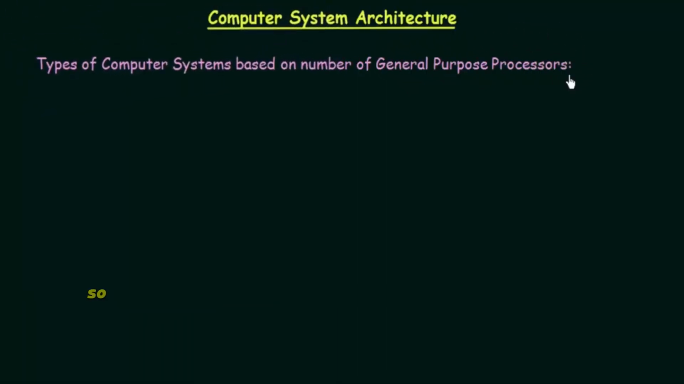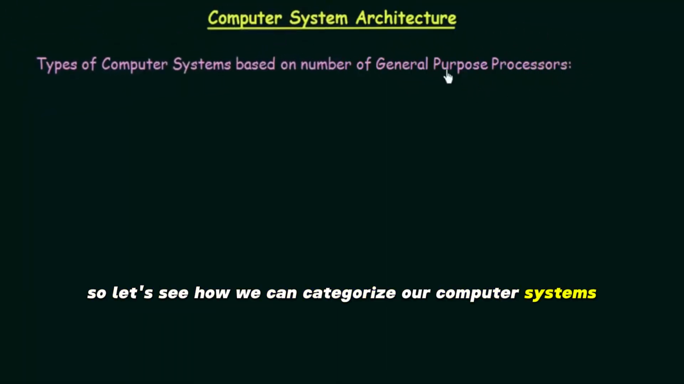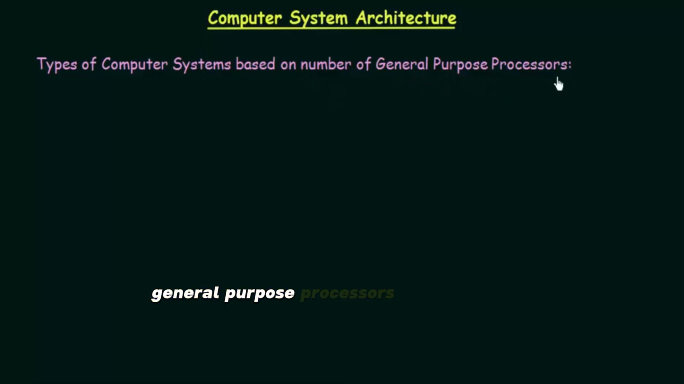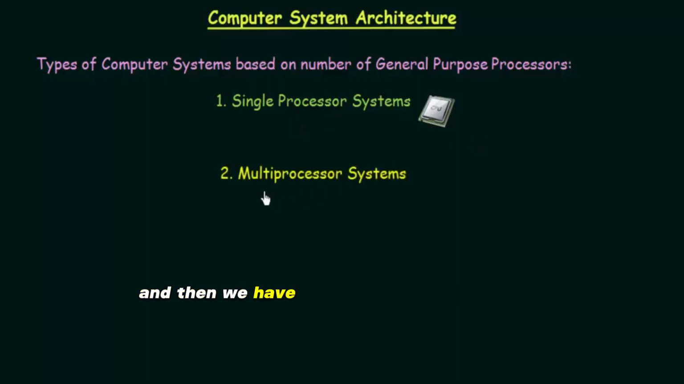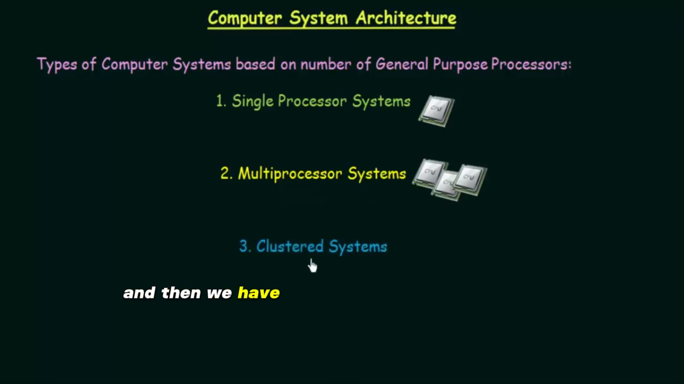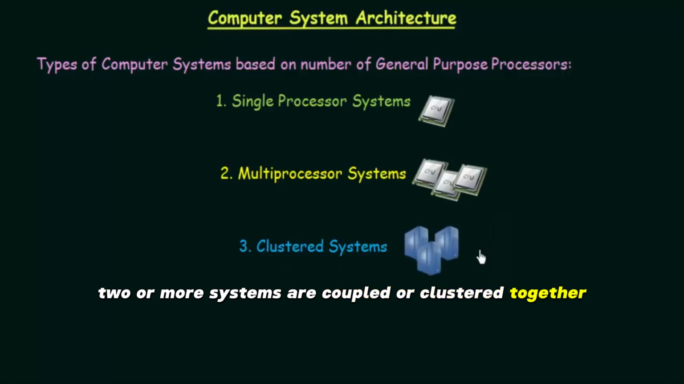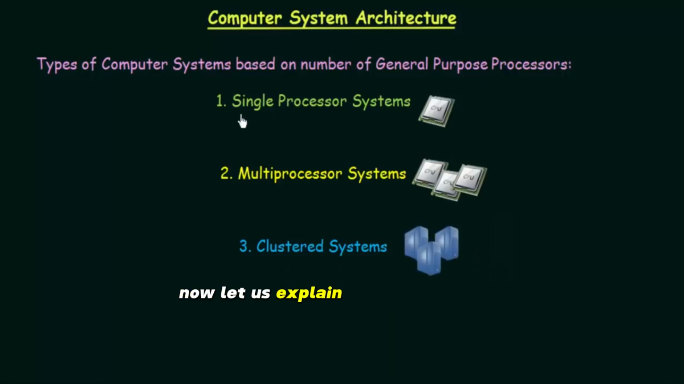All right. So let's see how we can categorize our computer systems based on the number of general-purpose processors that they have. First of all, we have single processor systems, which, from the name itself, you may already have understood, has only a single processor. And then we have the multiprocessor systems, in which there are two or more processors. And then we have the clustered systems, in which two or more systems are coupled or clustered together in order to perform certain tasks. Now let us explain each one of these systems and see what their differences are, what their advantages are, and what types of these systems we have.